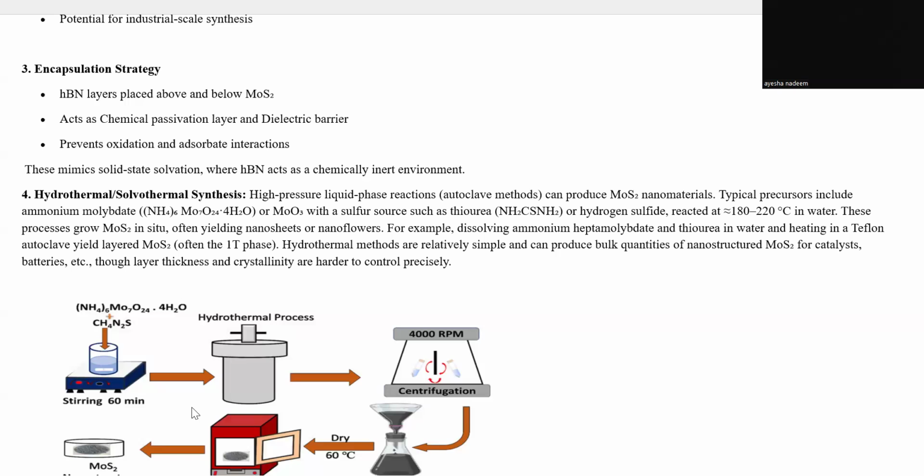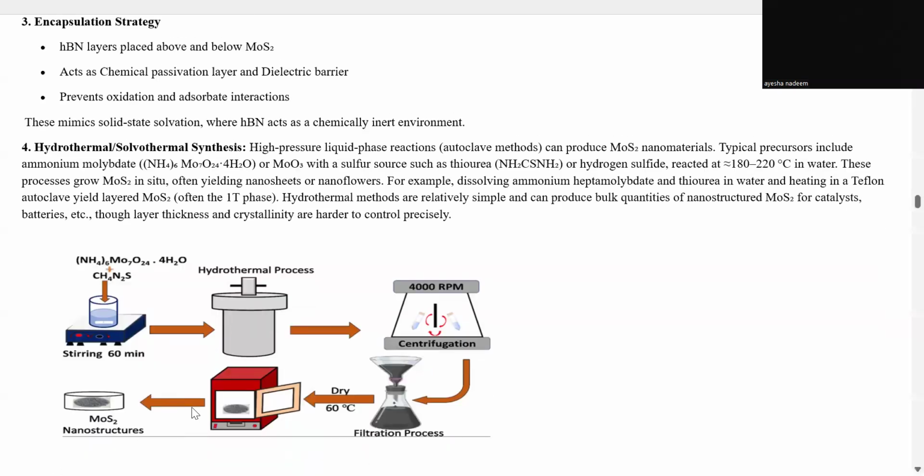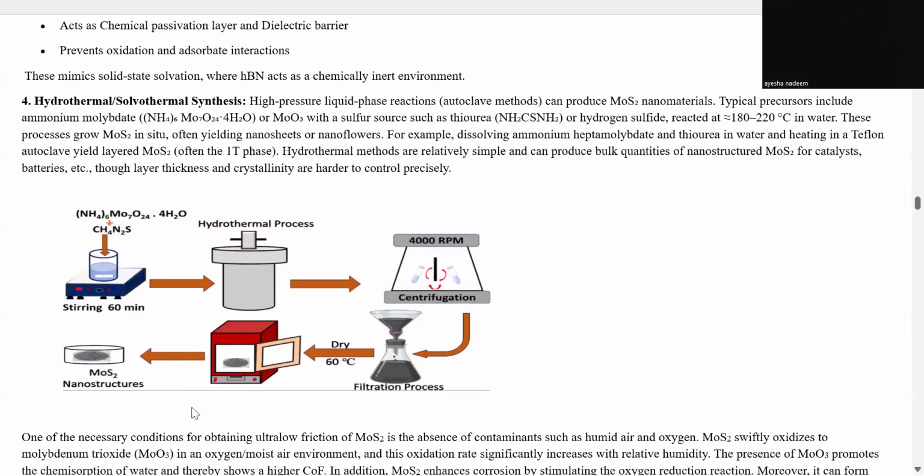Hydrothermal methods are relatively simple and can produce bulk quantities of nanostructured MoS2 for catalysts, batteries, etc. Though layer thickness and crystallinity are harder to control precisely. First of all, we will stir the ammonium molybdate and thiourea for 60 minutes. Then it goes into the autoclave, which is made up of a Teflon lined autoclave. Then there is centrifugation at 4000 RPM. Then there is a filtration process, and we will dry the filtrate at 60 degrees Celsius, and then we will get the molybdenum disulfide nanostructures.